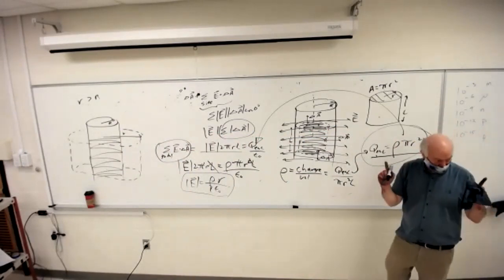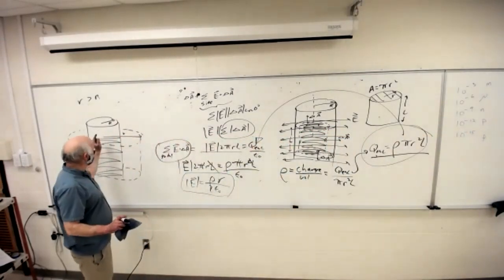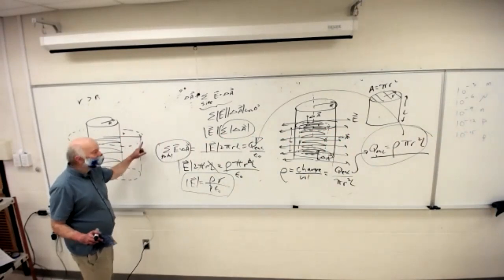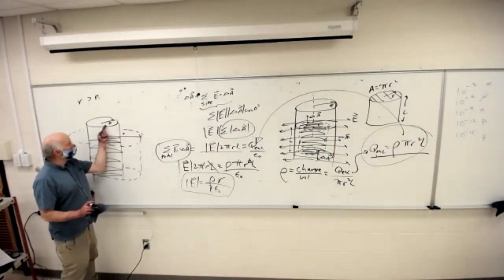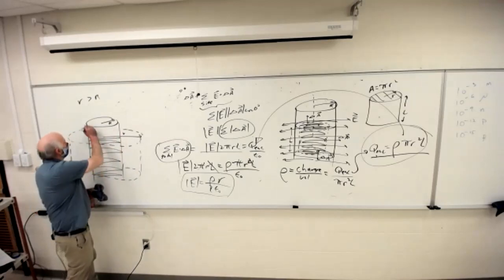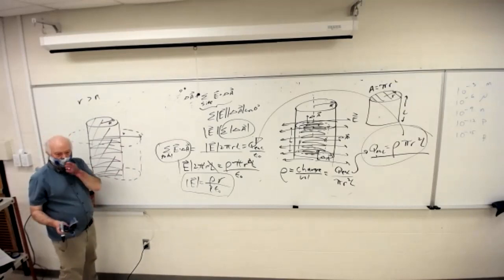Okay, there's two different R's. The little r is the distance from the center out to the Gaussian surface. This is where we want to find E. The big R is the radius of our cylinder. So our charge is contained in that, and that has our charge.